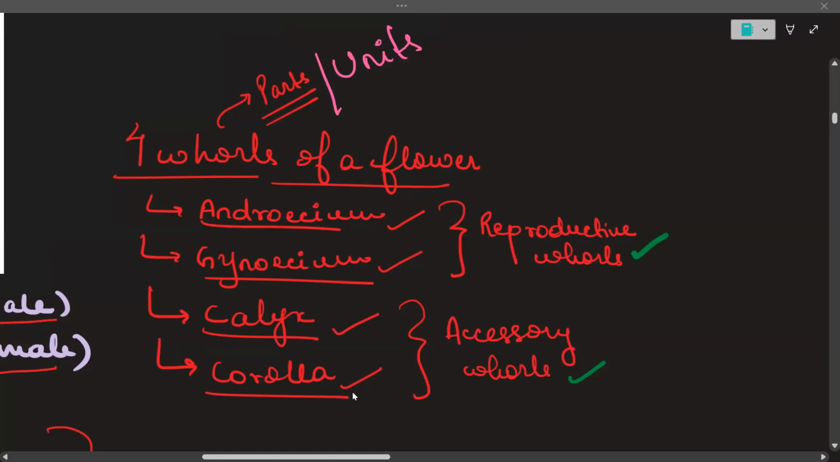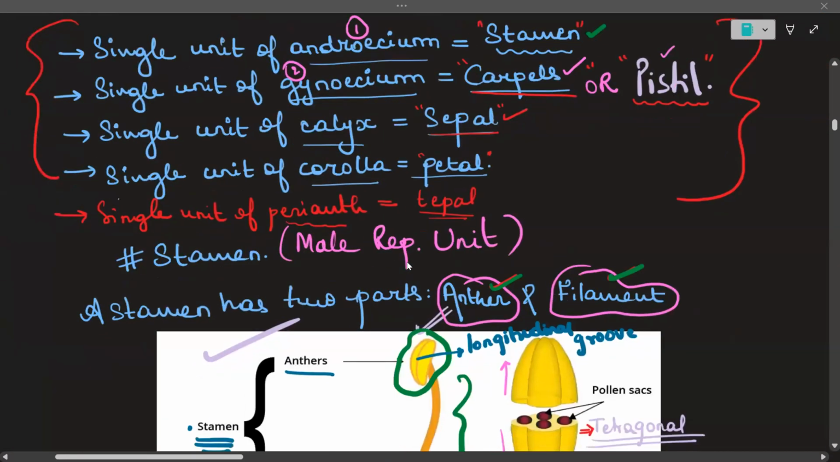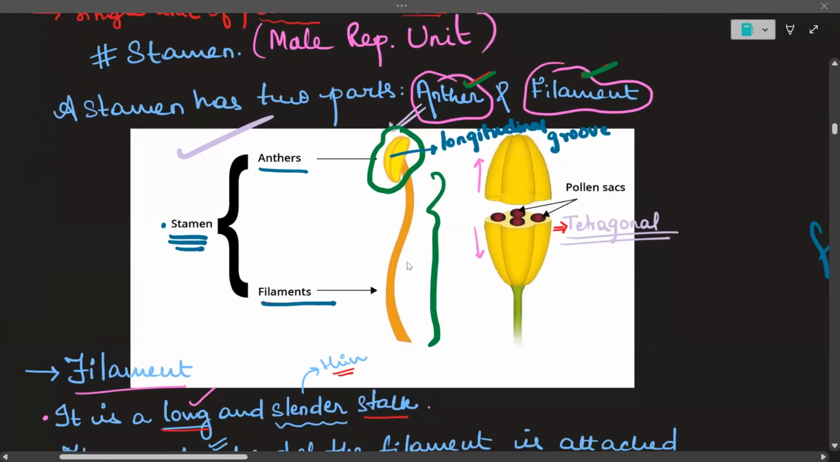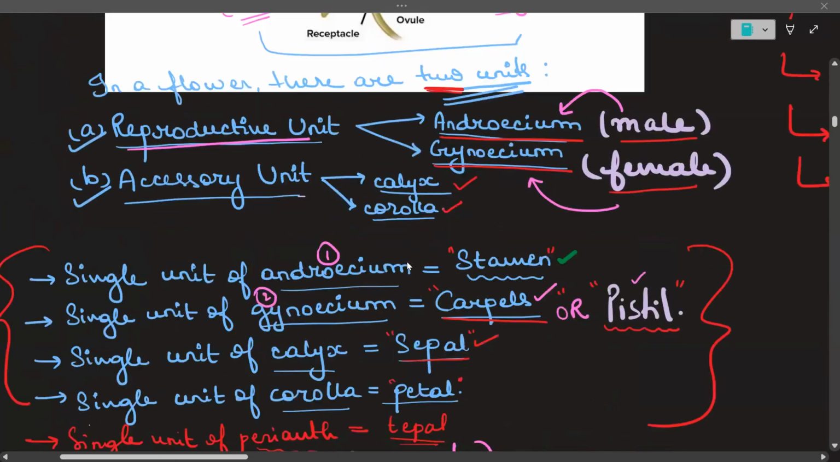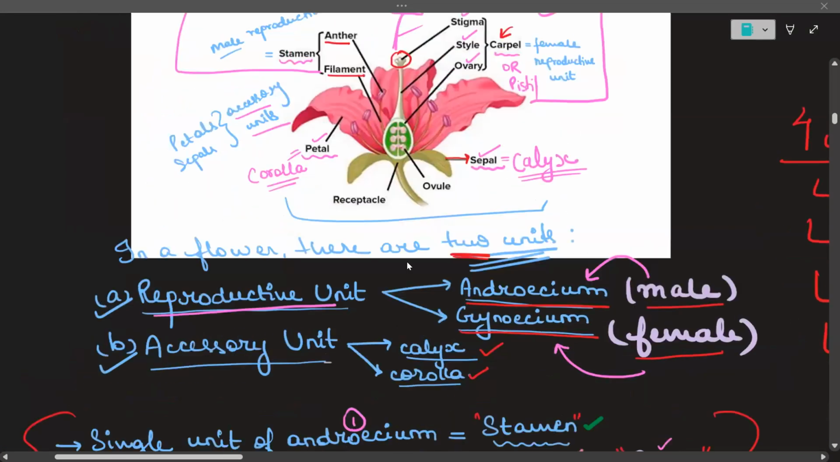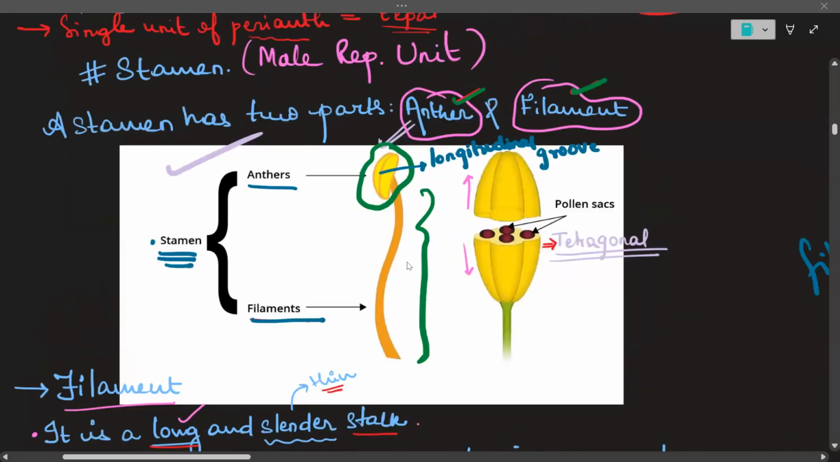Okay, done till here. Any doubts? No, ma'am. Okay. All right. So after that, we'll be starting with the stamen. Did you draw the diagram, the flower? Yes, ma'am.